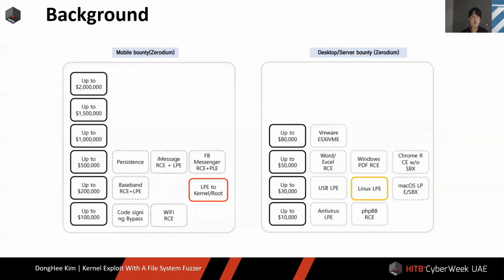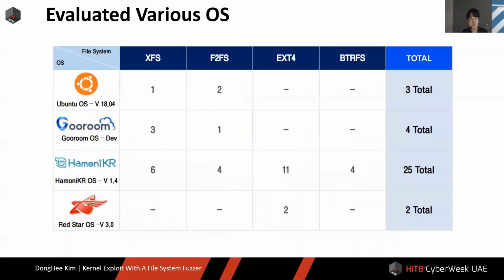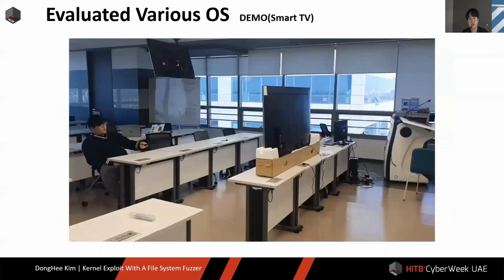When the price was inquired at the actual Zerodium company, the price is set as follows. File systems are managed individually, so even if a bug is patched, it is slow to be reflected in the kernel. When applying the found bugs, bugs occur in various OSs as follows: 3 in Ubuntu, 4 in Chrome OS, 25 in Harmony OS, and 2 in Red Star OS.